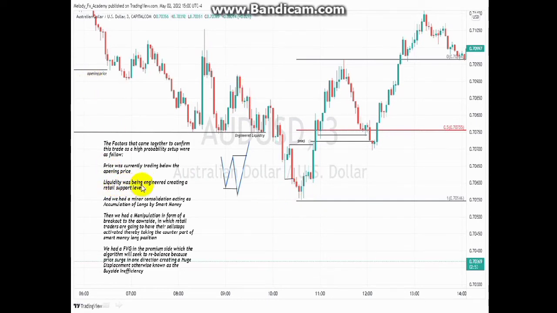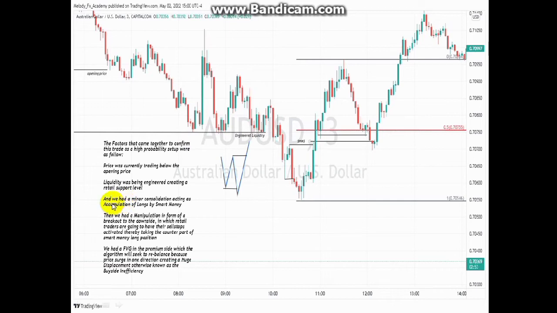Liquidity was being engineered, creating a retail support level. You can see price respected this multiple times, so more buyers were coming in. Retail traders were seeing this as a strong support level because price was being engineered to respect it. This level was way too clean, and much liquidity was resting below this old low.